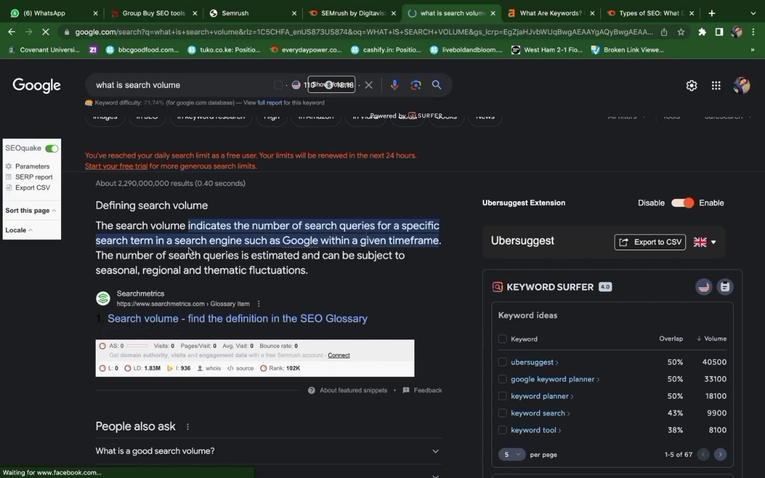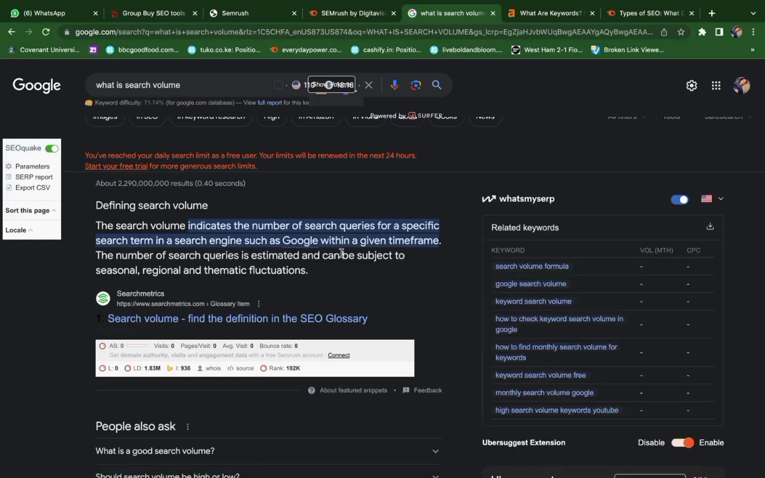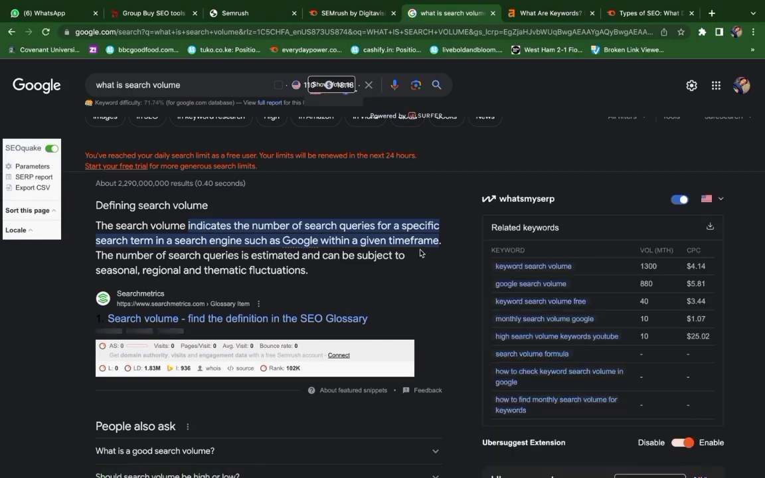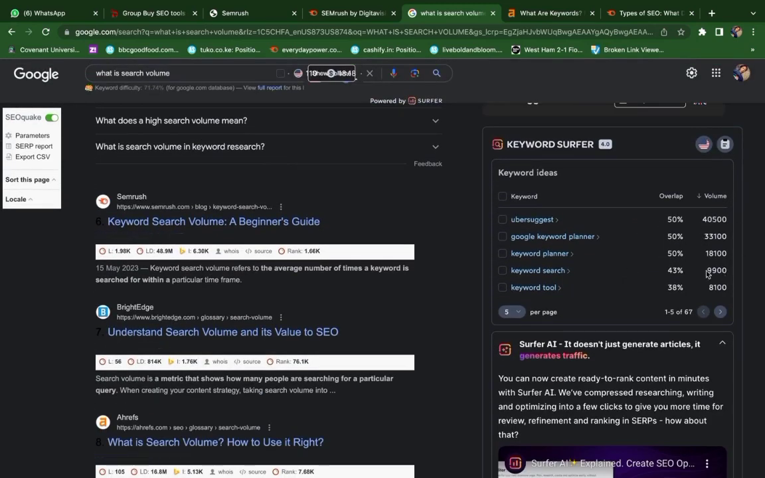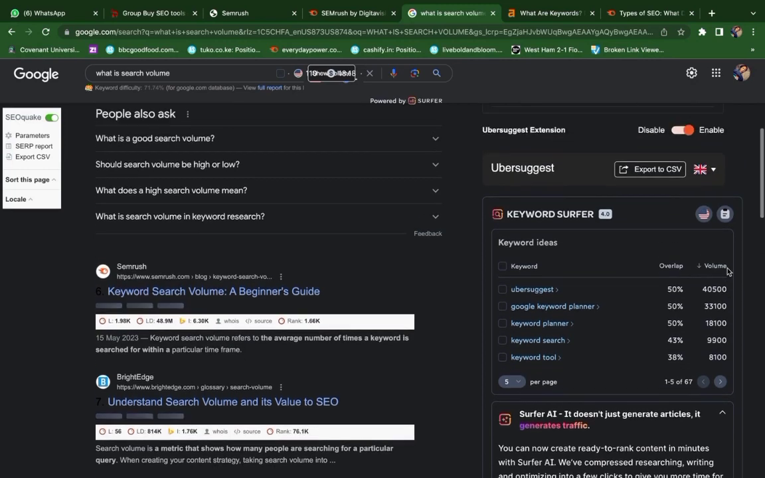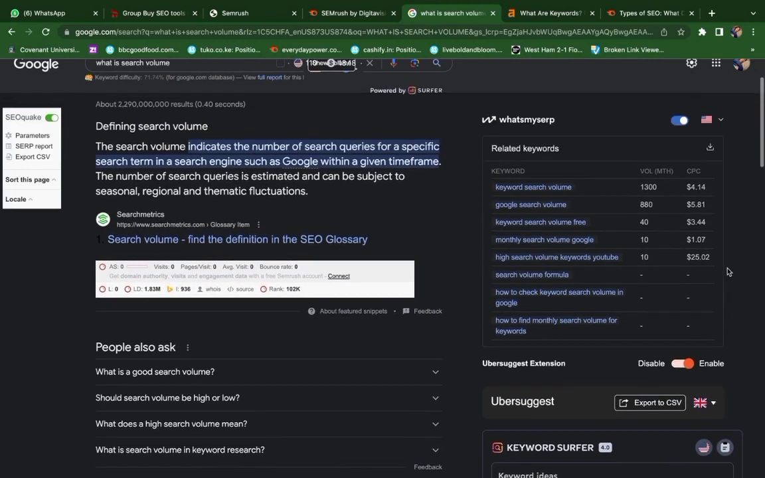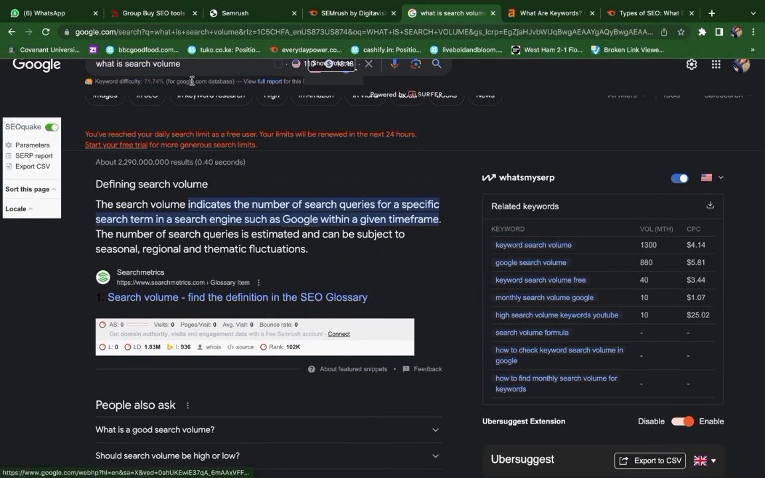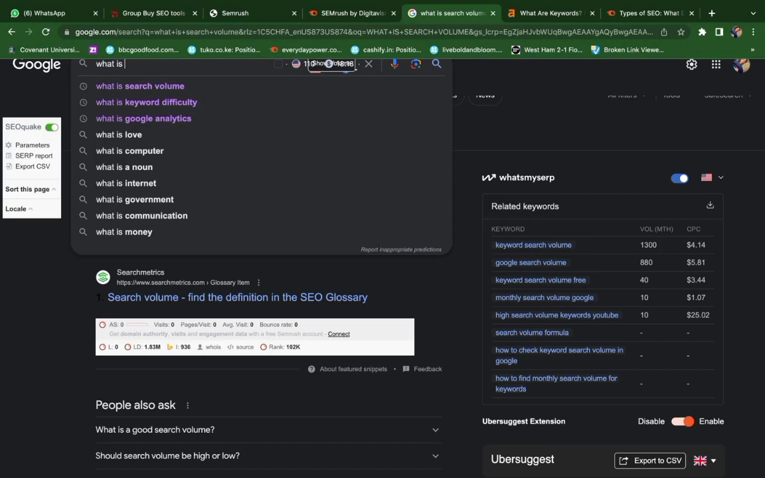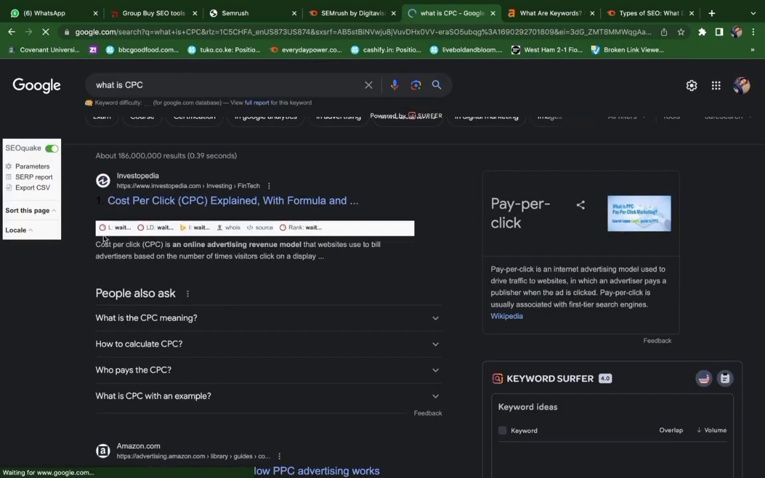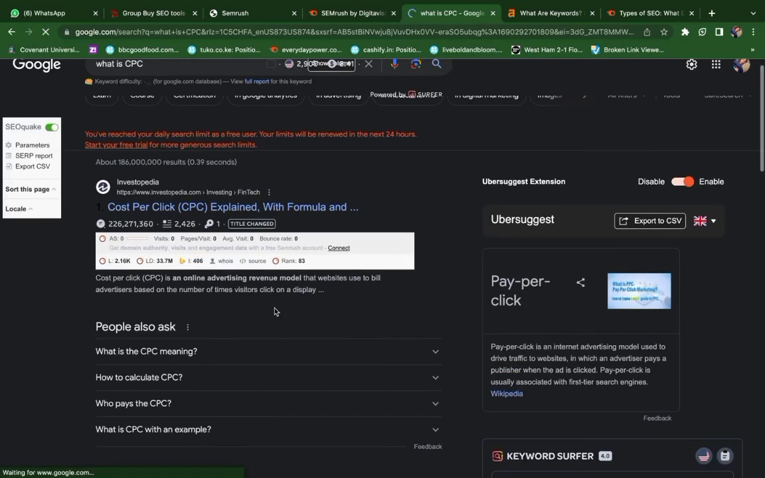Now, search volume. Search volume is the number of searches related to a specific keyword monthly. You can see where my cursor is toggled. So for Uber suggest, they have about 40,900 search volume monthly. It measures the volume of searches related to a keyword monthly. That is what search volume is. You are going to encounter most of these things in your keyword research.